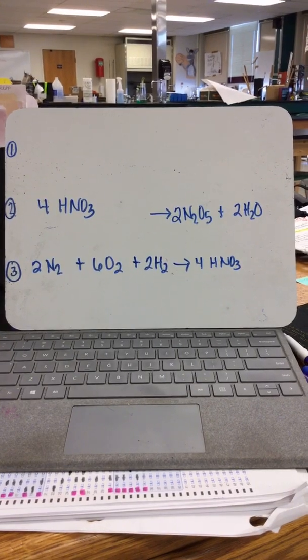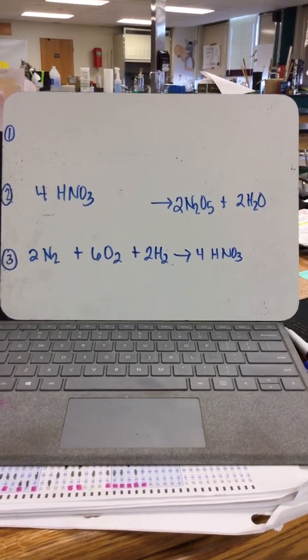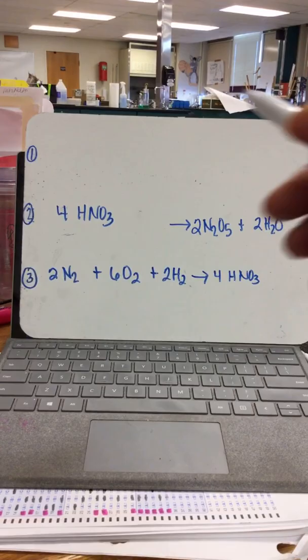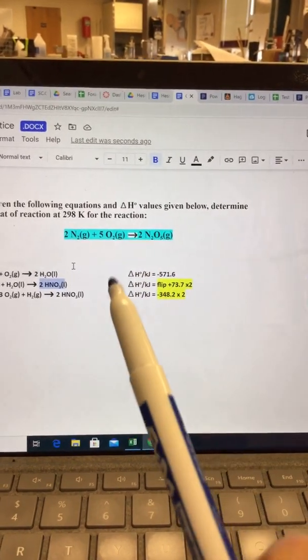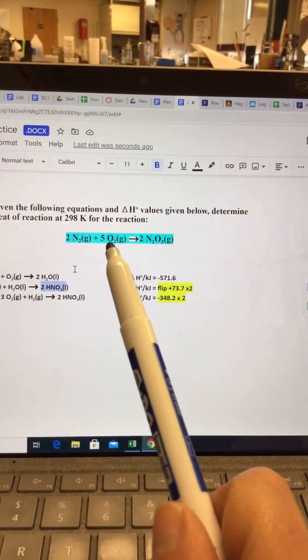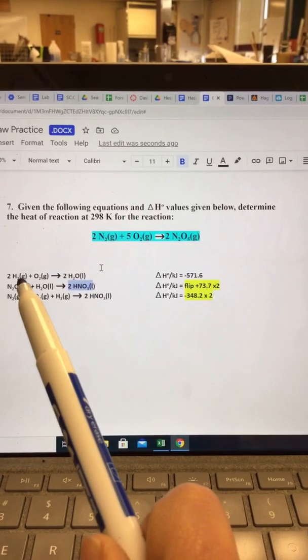Okay, I flipped them and I multiplied them by 2. Now all I have to do is figure out, does equation 1 get to stay where it's at, or do I need to do something else to it? Well, it really lies in this 5 oxygens. So let's look at equation 1.